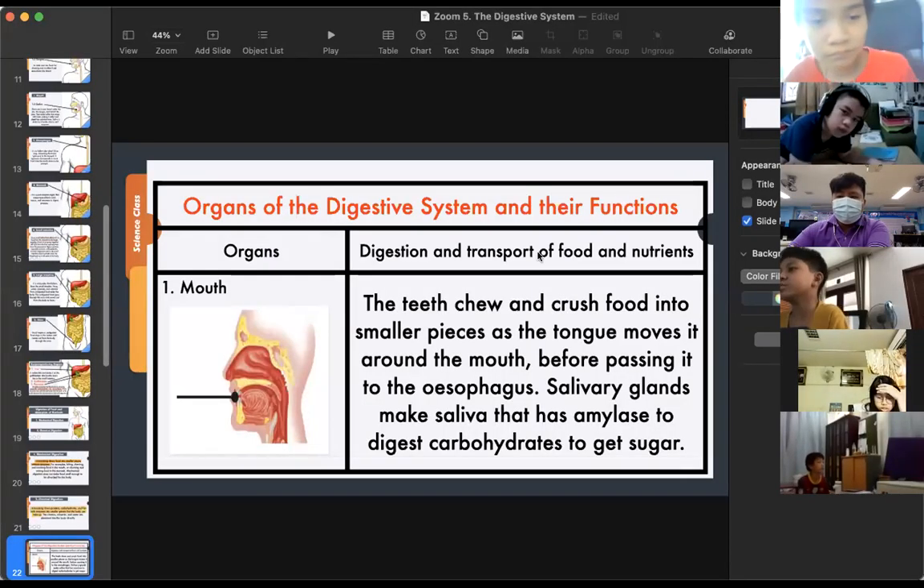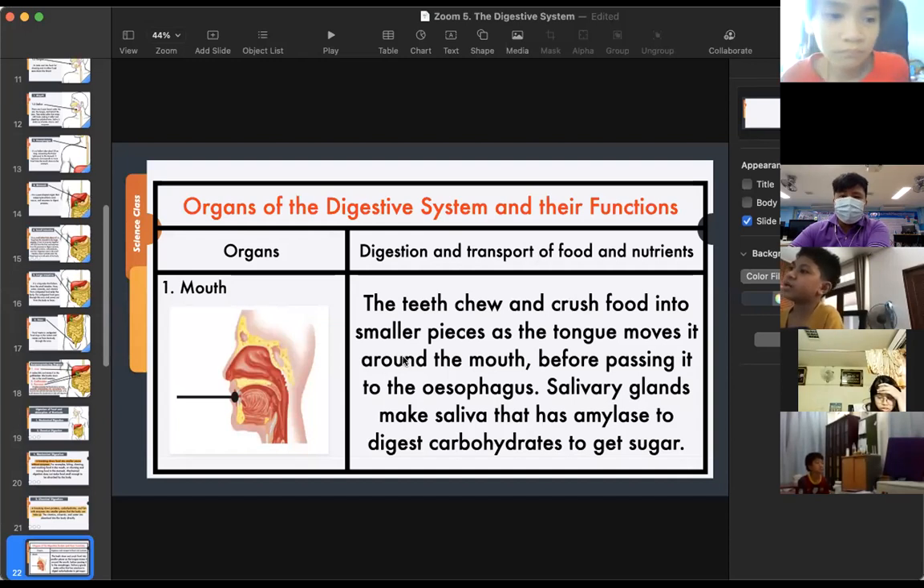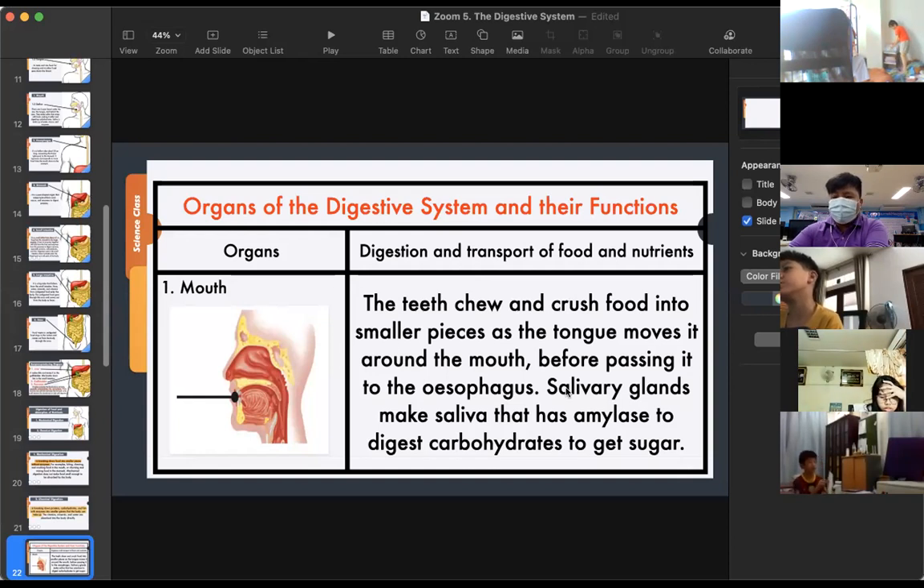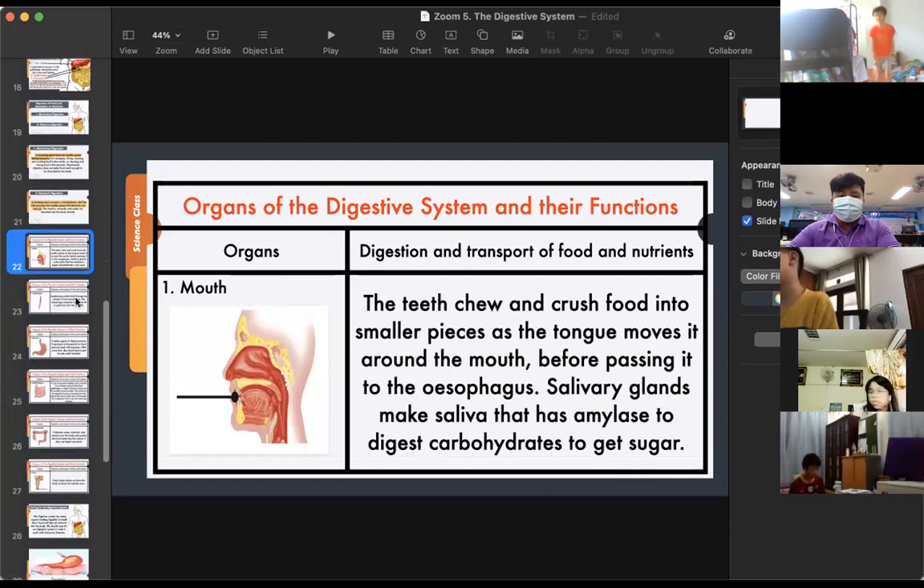For the mouth, they chew the food and crush the food into smaller pieces as the tongue moves it around the mouth before passing it to the esophagus. So the first function of the digestive system for the mouth is to crush the food. Salivary glands make saliva that has amylase to digest carbohydrates to get sugar. That's the first one.